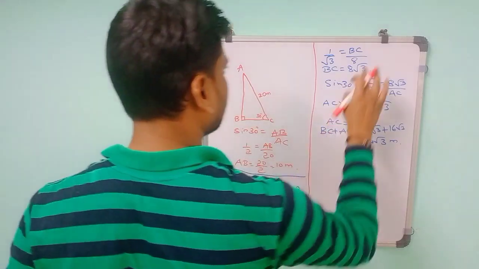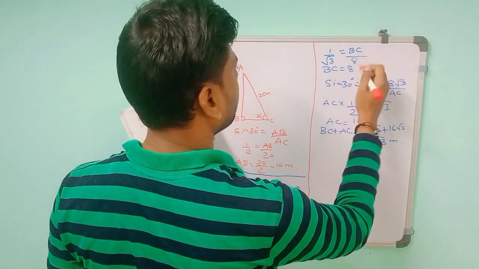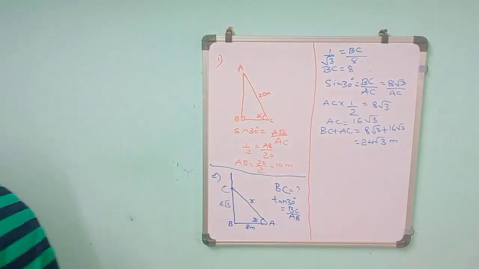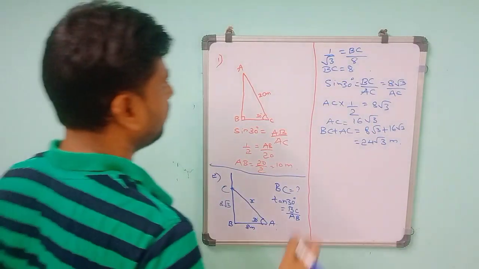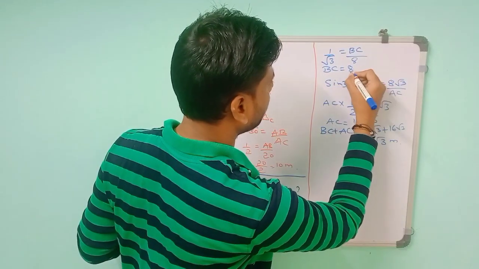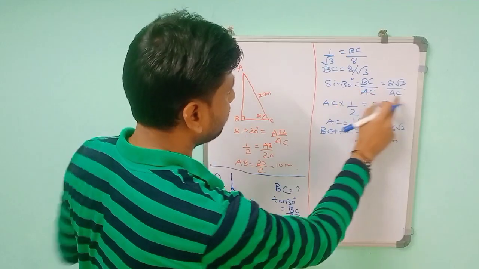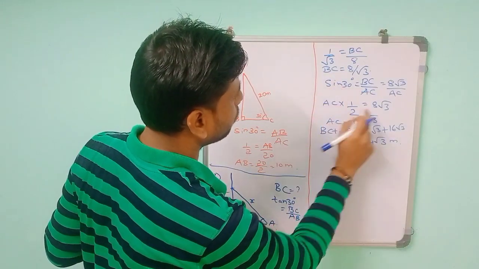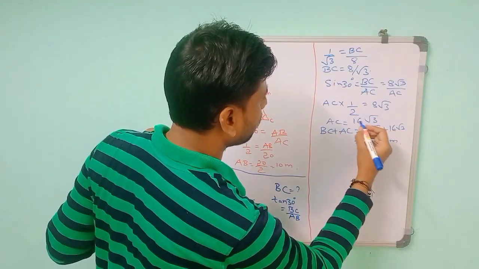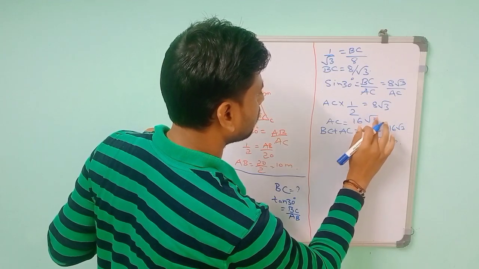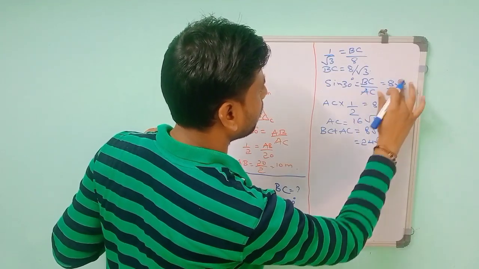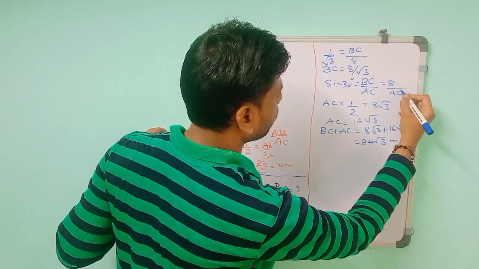Okay, wait. This is 8 by root 3. This means this will go upside. So 8 by root 3. This is also AC. So AC into 1 by 2 is equal to 8 root 3, so 16 root 3. BC is 8 by root 3. So this root 3 will come downside.